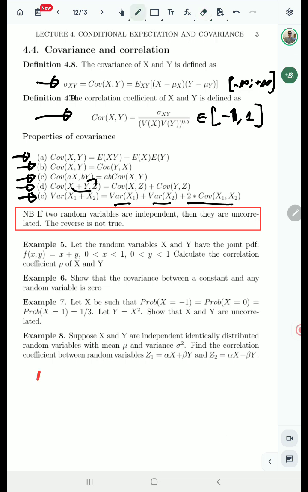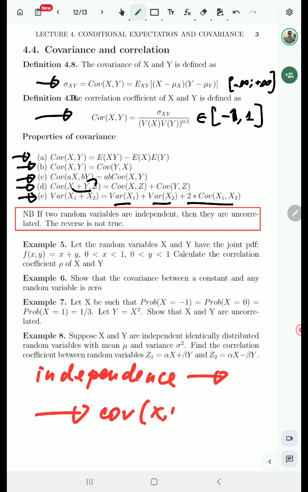Let me write it. So if independence, then it implies that covariance xy is 0, and obviously correlation is equal to 0, but not the opposite. I mean, this implication is just one-sided, because you might have two variables, x and y, whose covariance is equal to 0, but they might not be independent. It might happen that there is some kind of non-linear association between x and y, but there is no linear association. In that case, covariance and correlation will be 0, but they will not be independent. Keep that in mind.